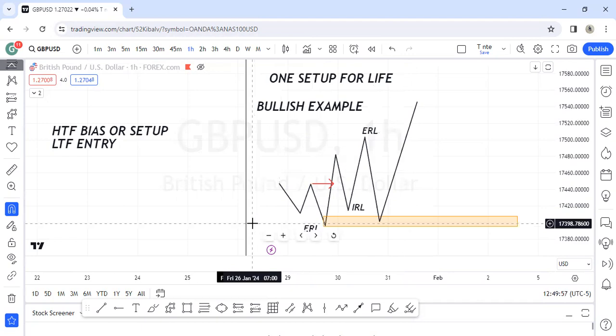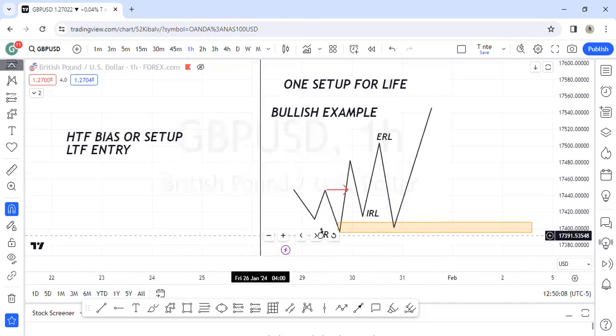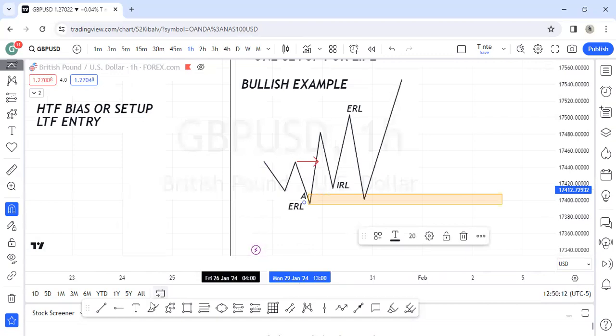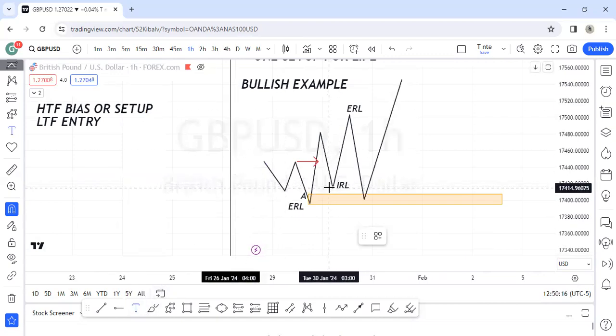Now, this model is what some people have called the ABCD pattern. It doesn't matter the level. Some people would be like, okay, this is the A leg. This is the B leg.